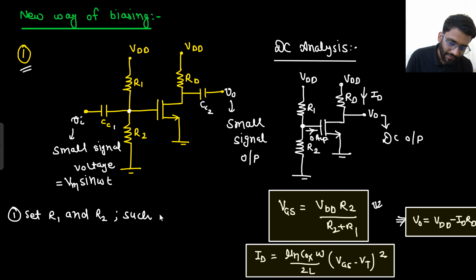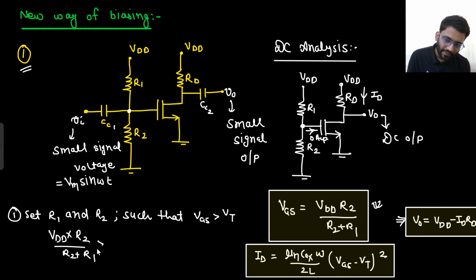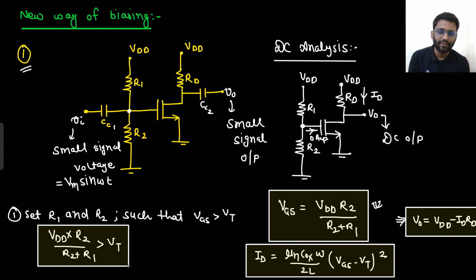such that VGS is greater than VT. Because what is your VGS? That is VDD into R2 by R2 plus R1. That should be greater than VT. We have to set the value of R2 and R1 such that your VGS is greater than VT. This is the first point.